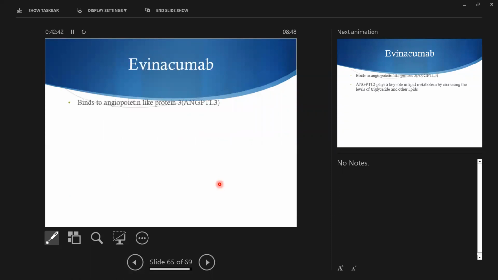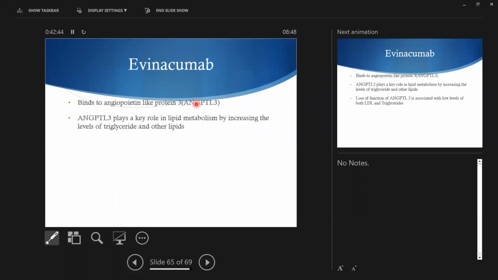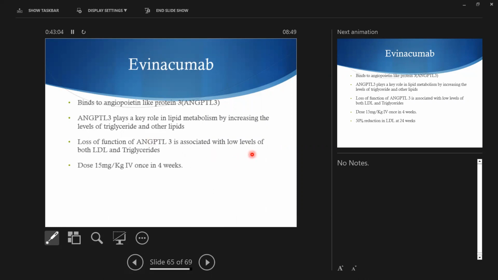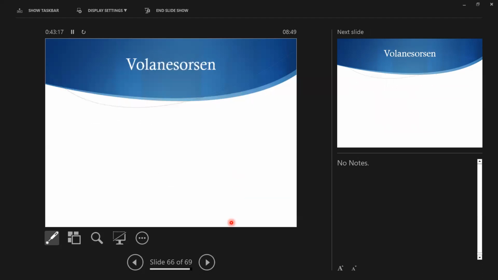Another drug is evinacumab. It binds to a molecule called angiopoietin-like protein 3. This molecule plays a key role in the lipid metabolism by increasing the level of triglyceride and other lipids in the blood. So loss of function of this molecule is associated with lower levels of LDL and triglycerides. So it is given as an IV injection once in 4 weeks. It again produces 50% reduction in LDL. Can be given with other lipid lowering agents.